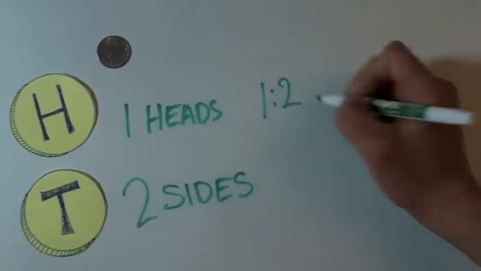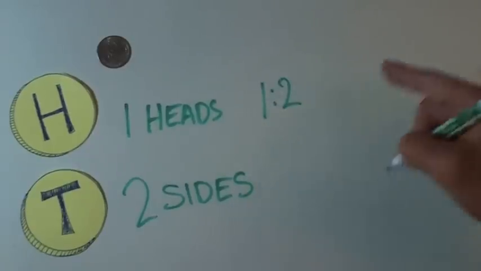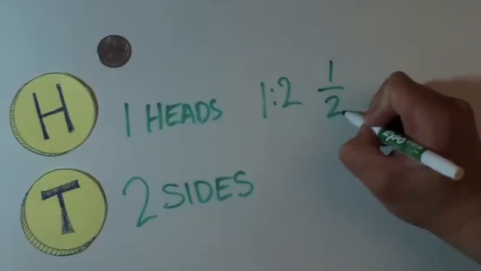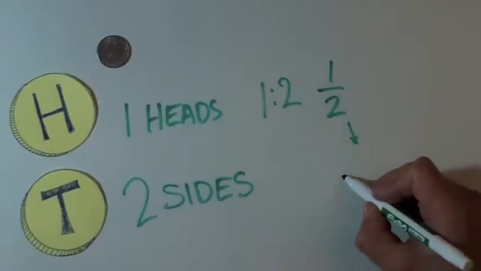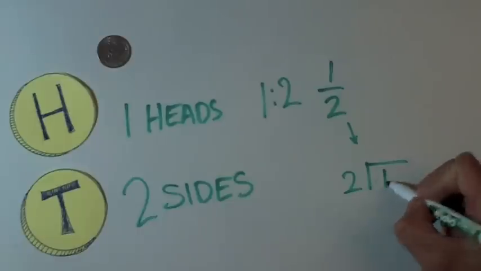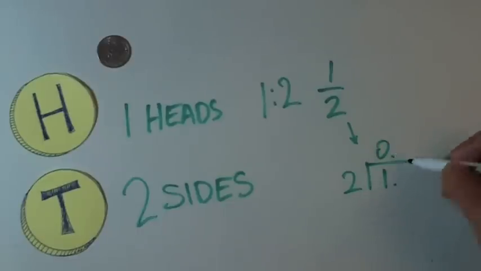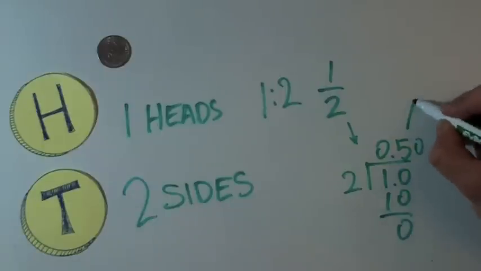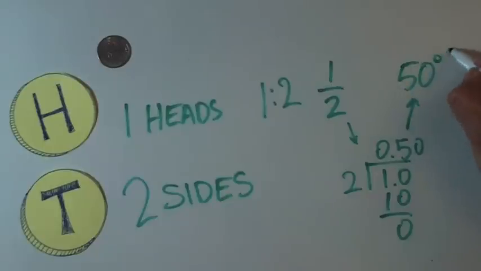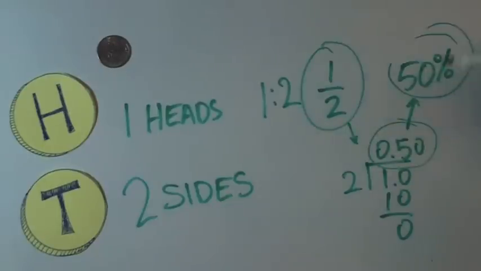So we'll do that by saying it's a 1-to-2 ratio, and you could also write it as a fraction, 1/2, which is also the same as calculating this out. 1 divided by 2, we get 0.5, so it translates to 50%. There you go. So 1-to-2 or 50% chance that you're going to land on heads when you flip a coin.